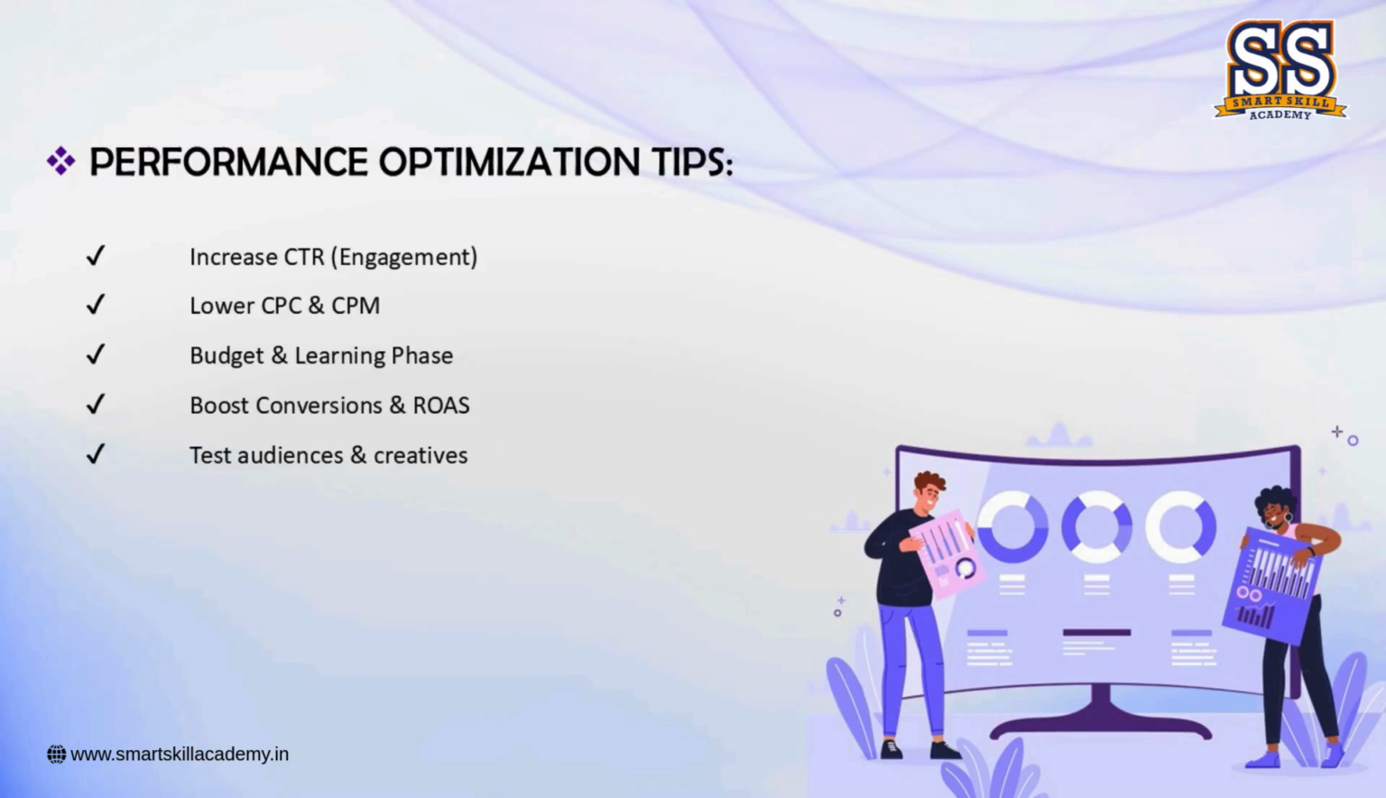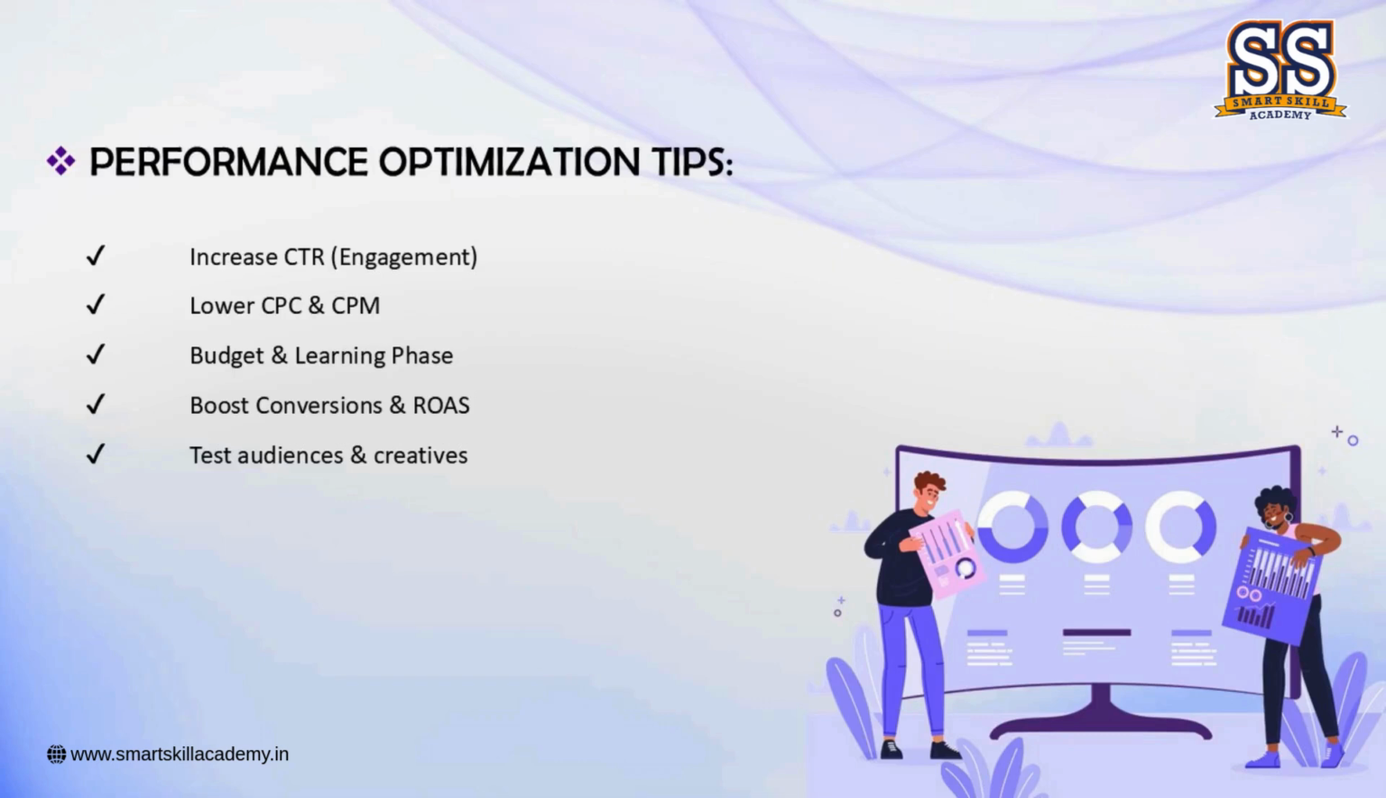To optimize the performance of your digital marketing campaigns, you must focus on several core pillars that drive efficiency and profitability. First, prioritize increasing your click-through rate, or CTR, as this is your primary indicator of engagement. A high CTR tells you that your creative messaging is resonating with your audience and effectively driving them toward your landing page.